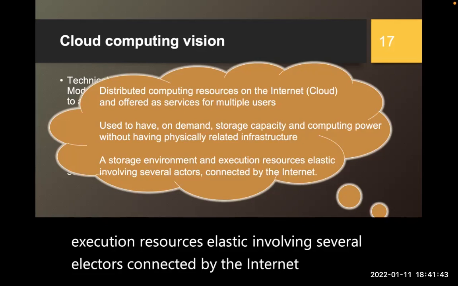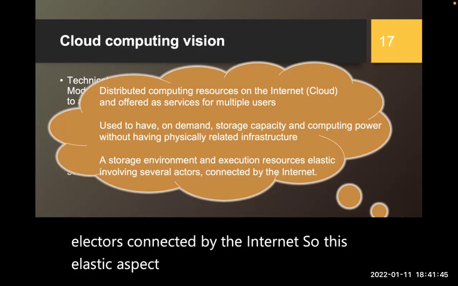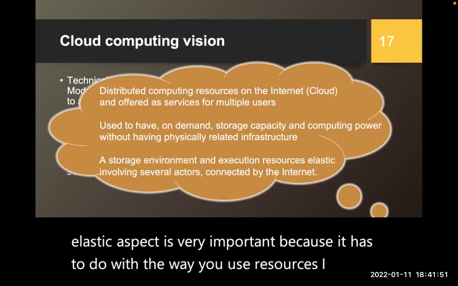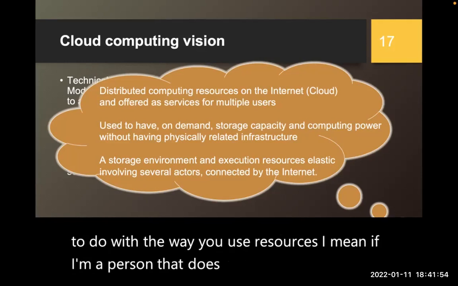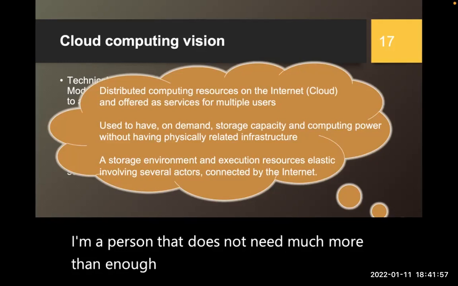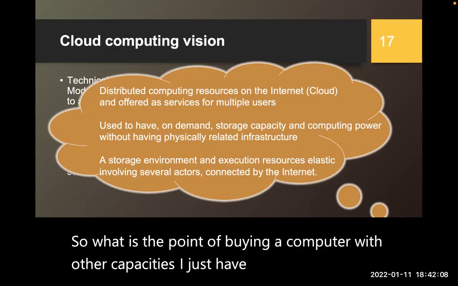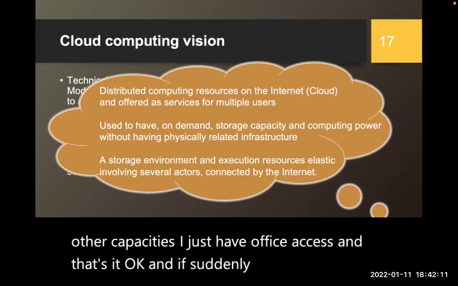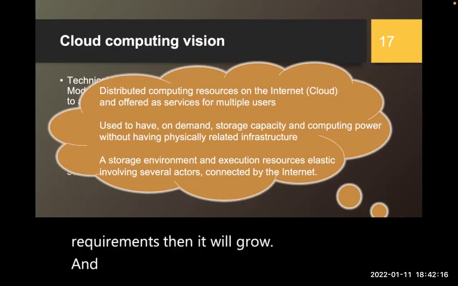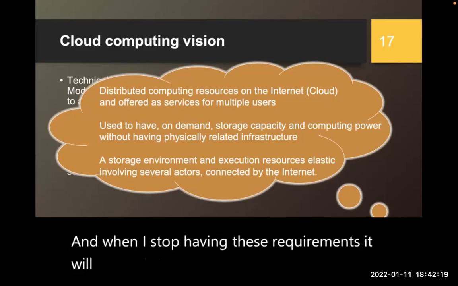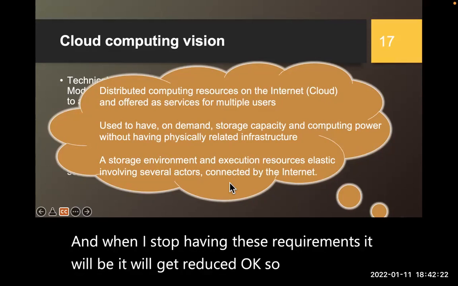This elastic aspect is very important because it has to do with the way you use resources. If I'm a person that does not need much more than enough capacity to run Office, what is the point of buying a computer with other capacities? I just have Office access and that's it. And if suddenly I have other requirements, then it will grow. And when I stop having these requirements, it will get reduced. So that's a very interesting thing to do.